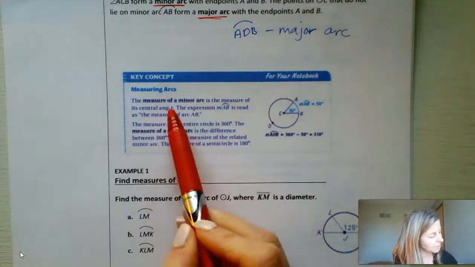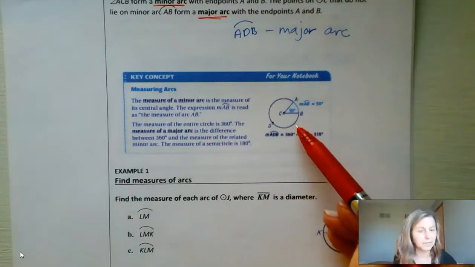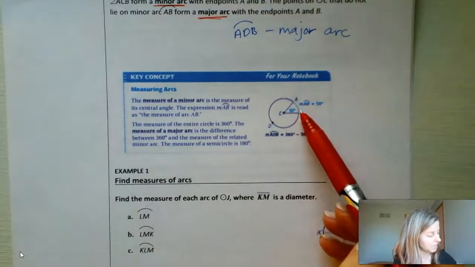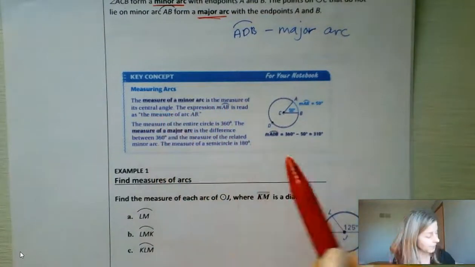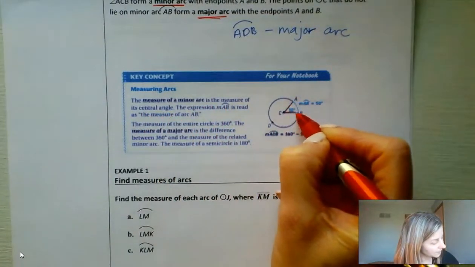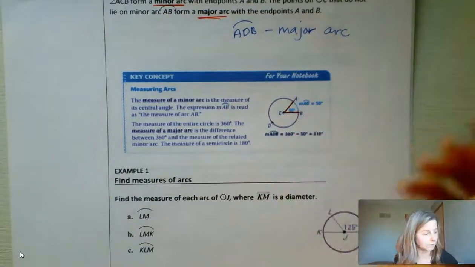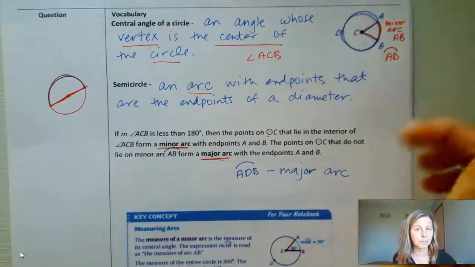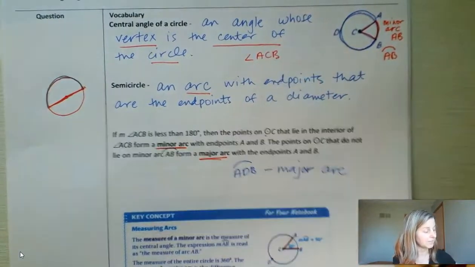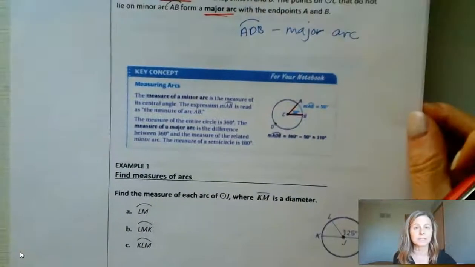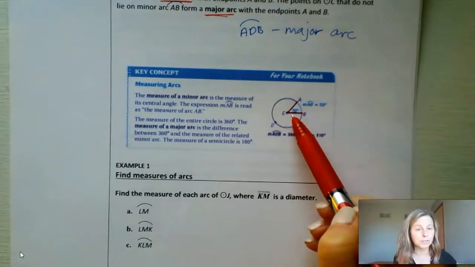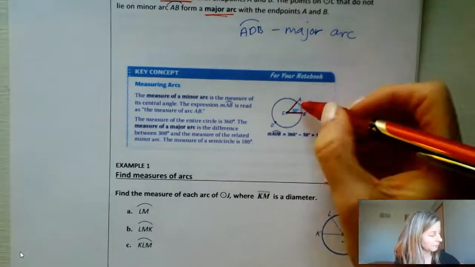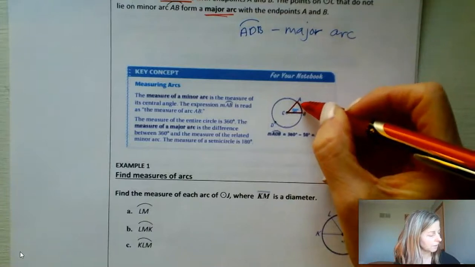Okay, so this says that the measure of a minor arc, so this is really our same diagram with arc AB. The measure of a minor arc is the measure of its central angle. So if I go like this, so angle ACB is a central angle. Okay, that's what we talked about here at the top. An angle whose vertex is the center is called the central angle. I always think of center as central. So whatever this angle measure here is, it's going to be equivalent to the measure of the arc.